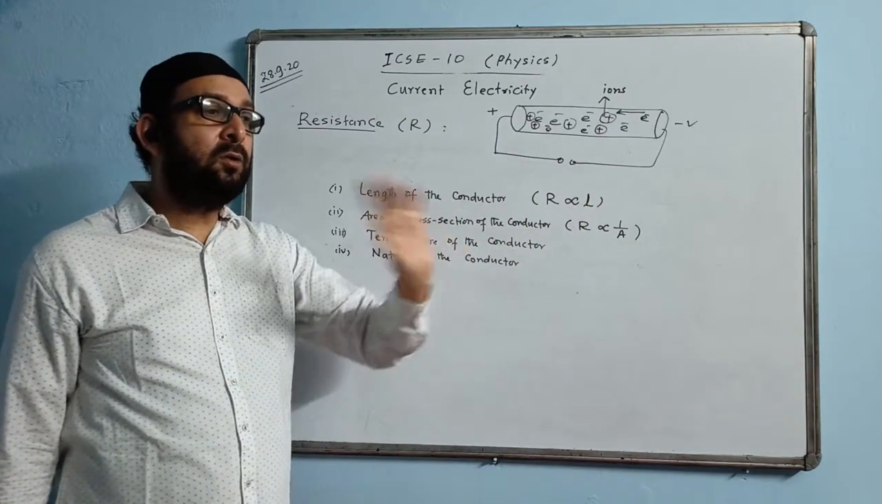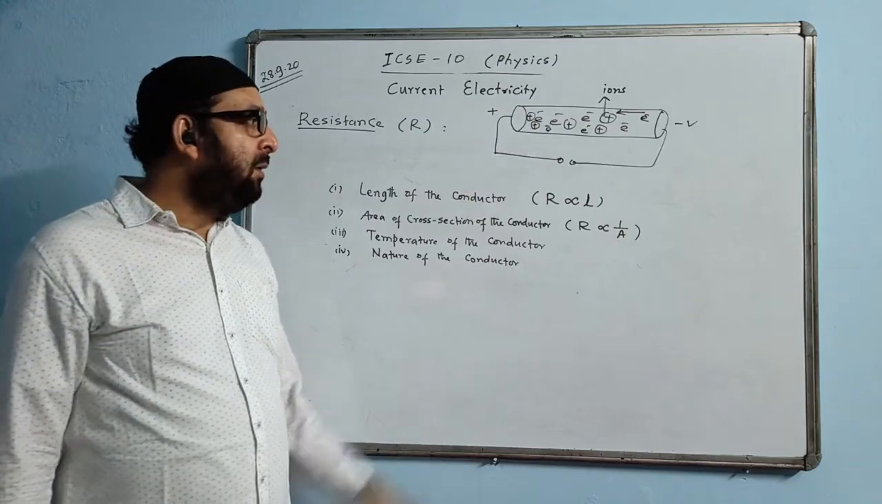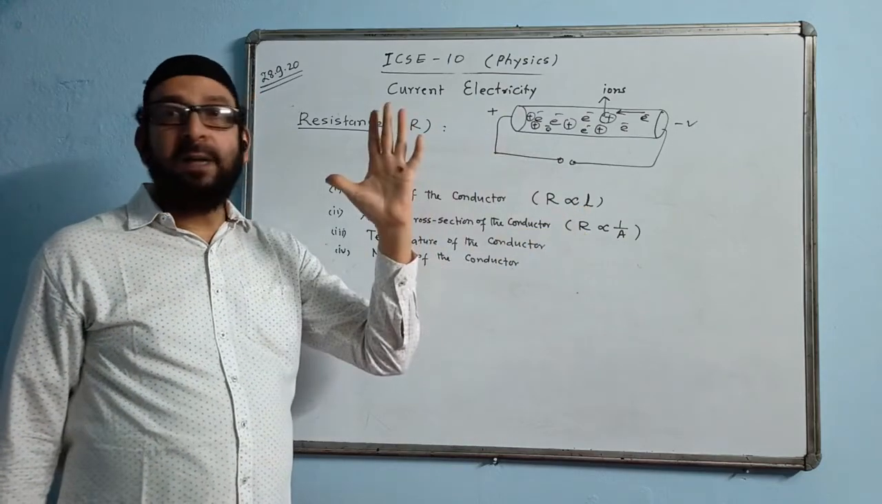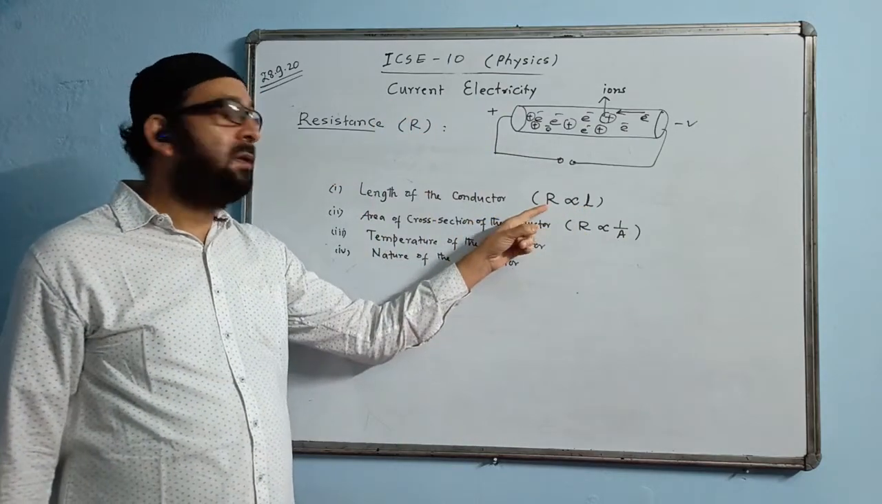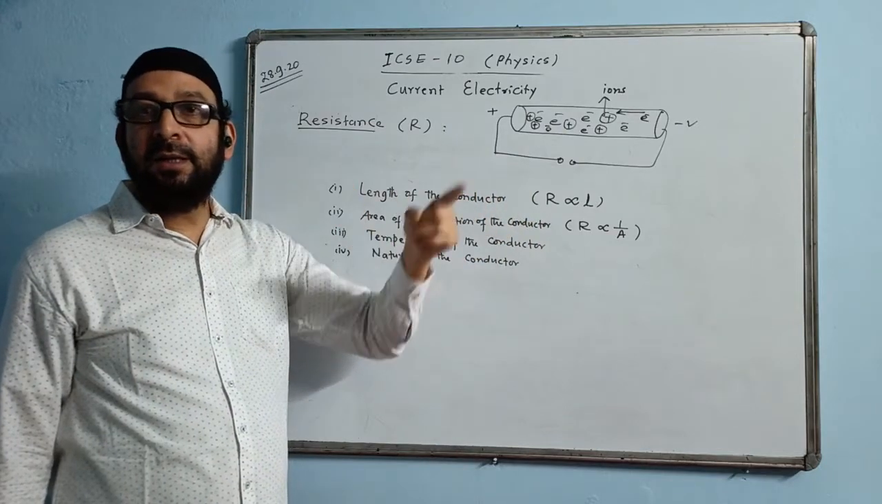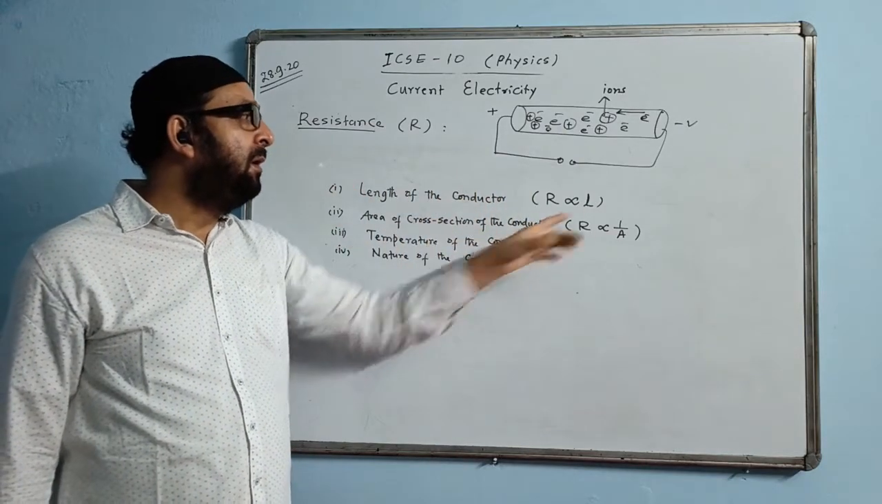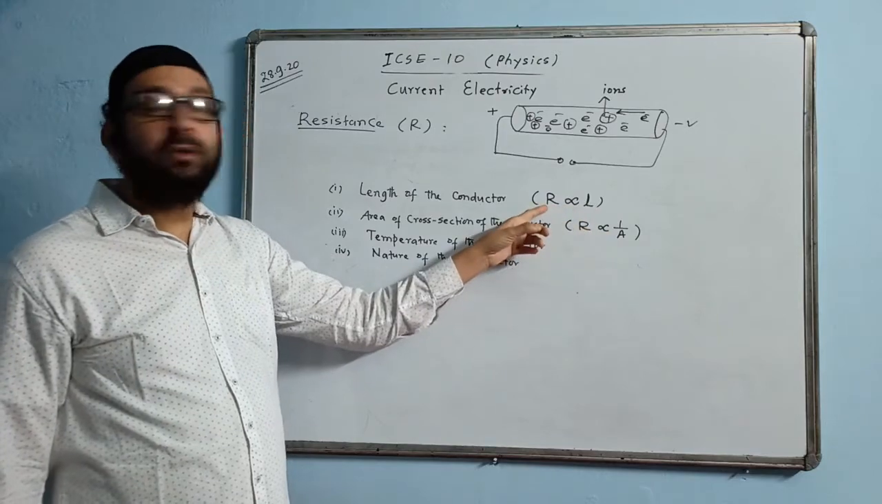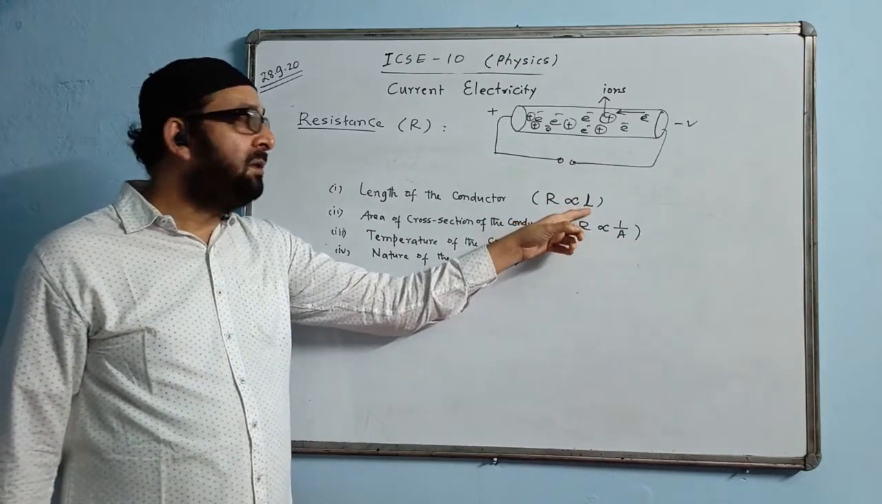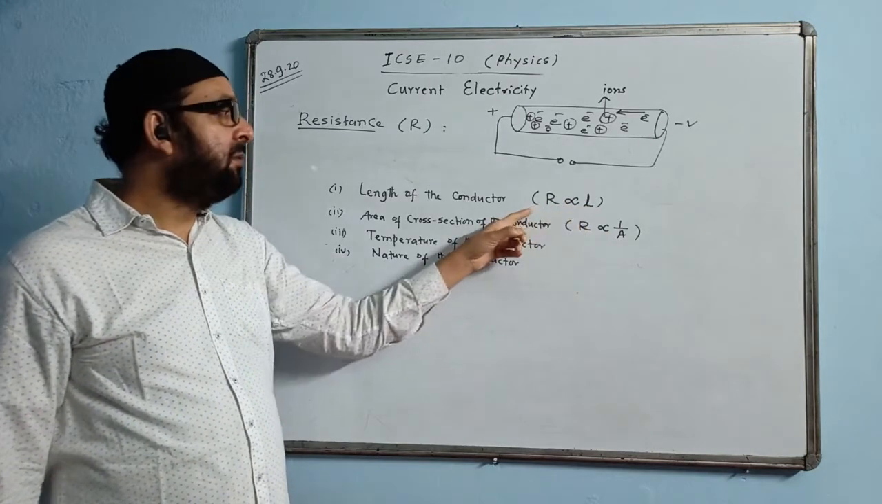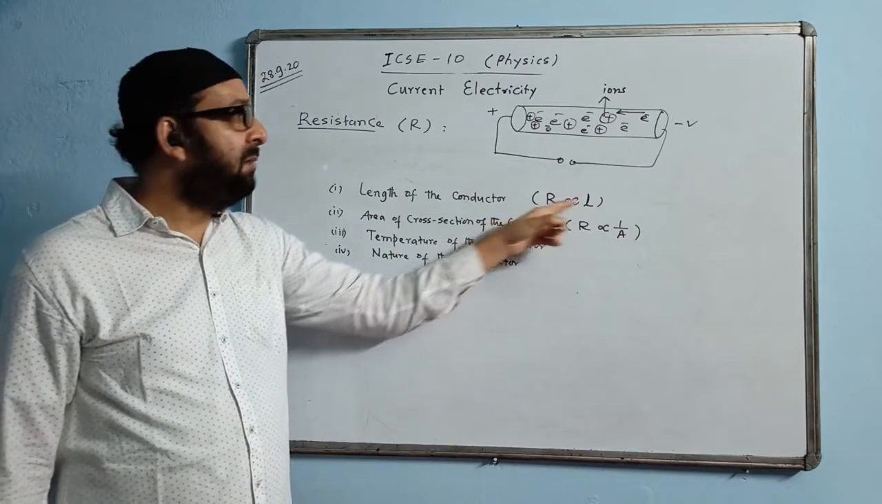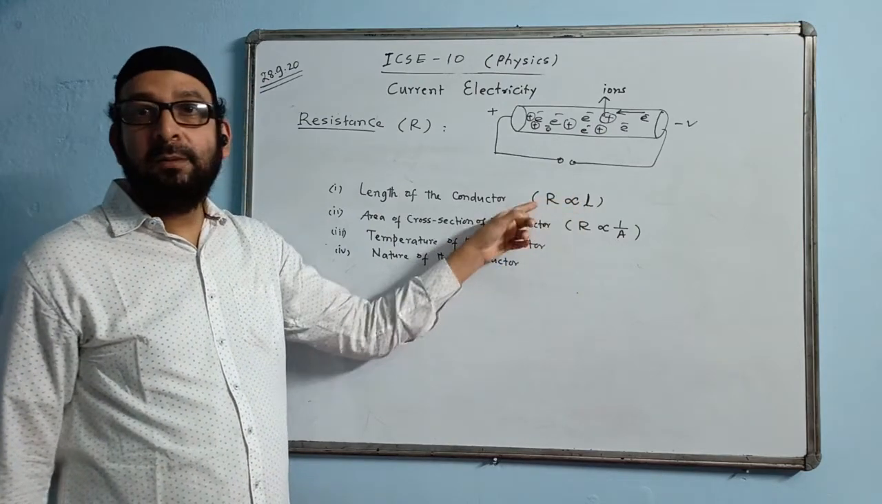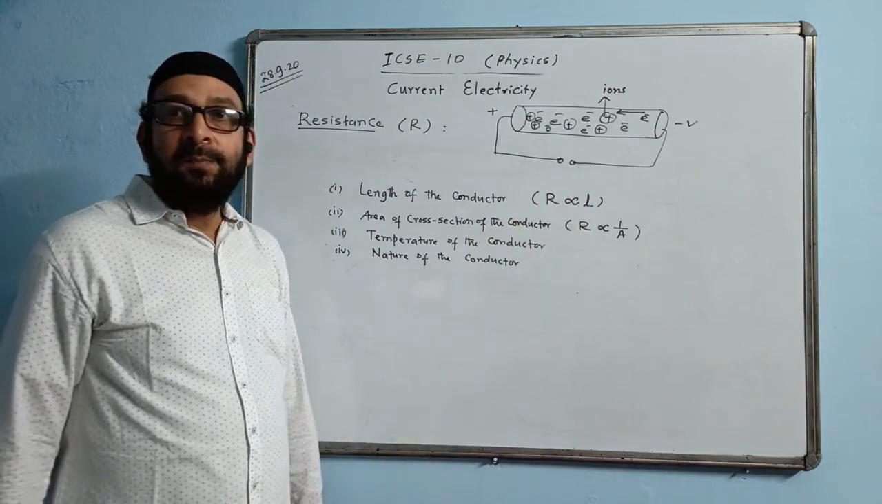We say resistance also will get doubled. When the length is increased by 5 times, what will happen to the resistance? We say it also will increase by 5 times. Same thing will happen. When length is half, resistance also will be half. When the length is increased by 10 times, resistance will also increase by 10 times. Same kind of thing will happen between each other.